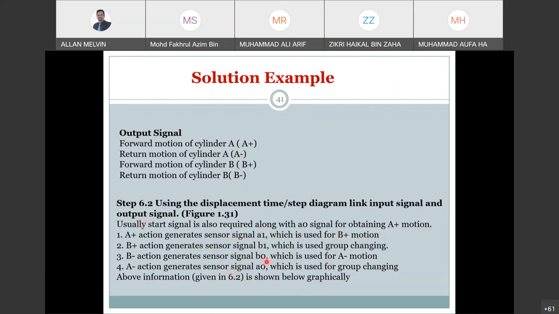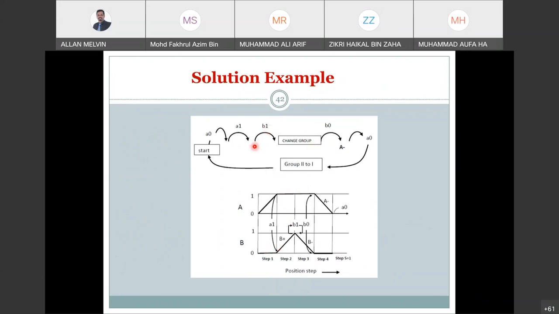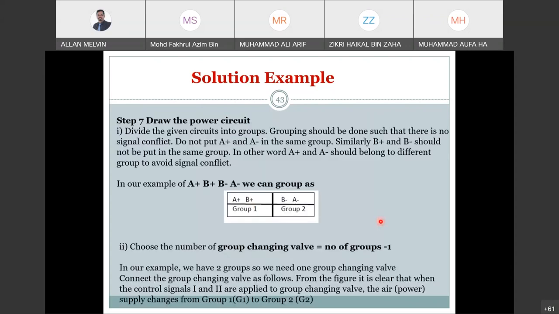I prefer, instead of writing like this, to just write in this way. Here you can neglect first, but this part has a group change, which we have learned. Try to include all the switching. Here, cylinder A extends and triggers A1. A1 on, so B plus. Here there is a group changing valve, which I mentioned earlier, but later we will see how to do it. Then cylinder B retracts and activates B0, then cylinder A retracts. Cylinder A retracts, starts A0, then it starts again. Now we come to step 7, you draw the power circuit.